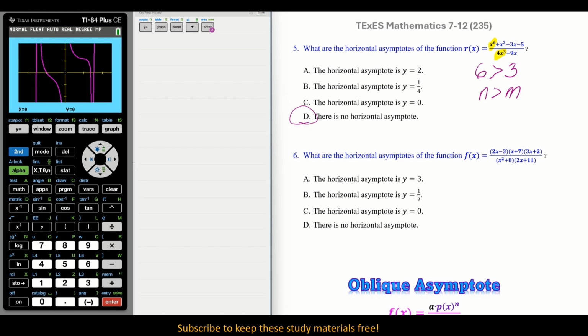Okay, let's go to number 6. What are the horizontal asymptotes for this function f of x? Same thing. Let's look at our leading terms. Oh, well, we're going to have to come up with what our leading terms are.